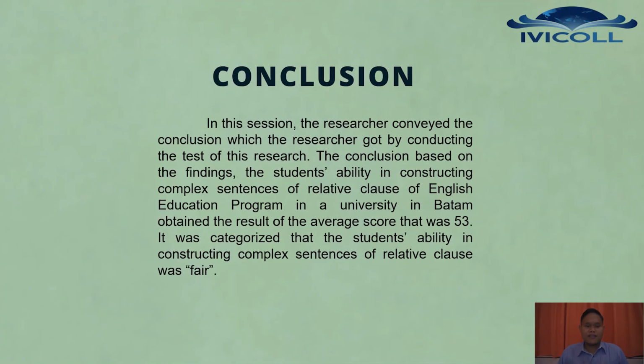Conclusion. In this session, I conveyed the conclusion which I got by conducting the test of this research. The conclusion based on findings: the students' ability in constructing complex sentences of relative clause in the English education program at a university in Batam obtained an average score of 53. It was categorized that the students' ability in constructing complex sentences of relative clause in online learning was fair.